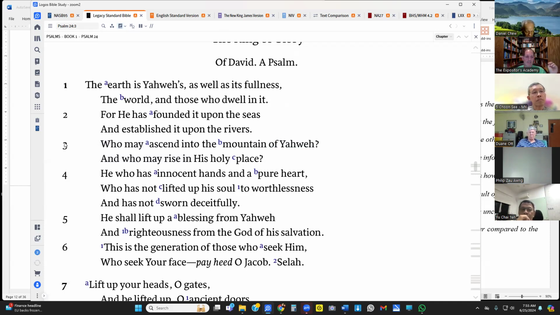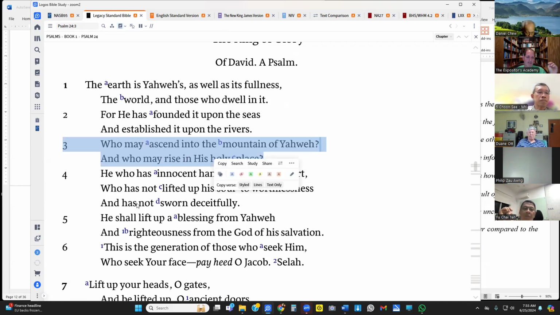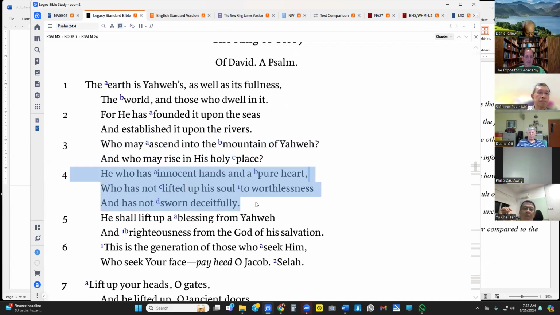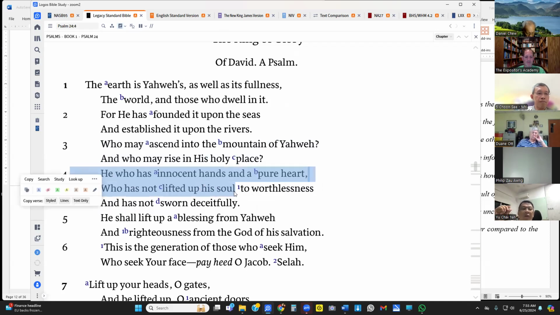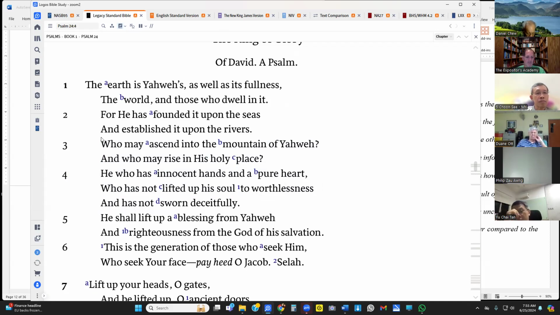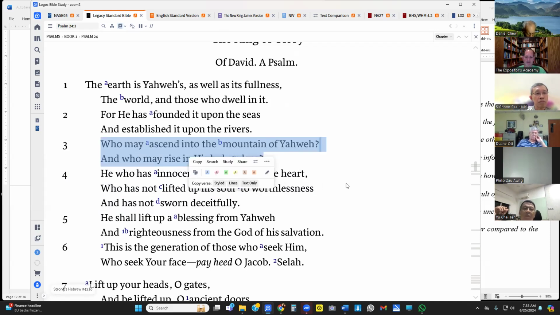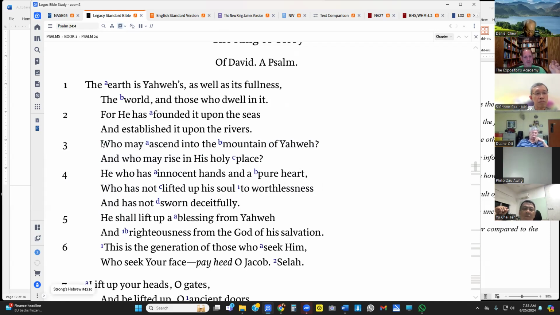So the relationship between verse 3 and verse 4, I think we see. He asked the question: who may ascend, who may rise? And then verse 4 answers it. That's right. So we see that relationship. But verse 3 to verses 1 and 2, is there a relationship, or is this a new thought? I think that's something we'd have to study, because there's no connector word here. It just starts out with who.